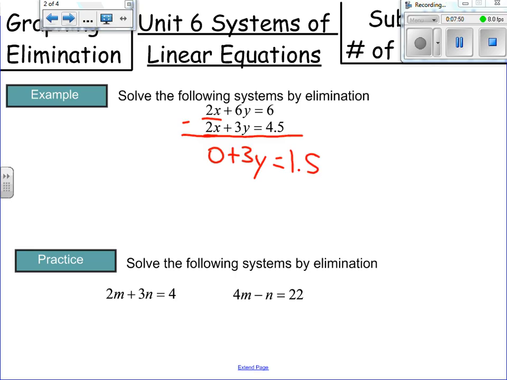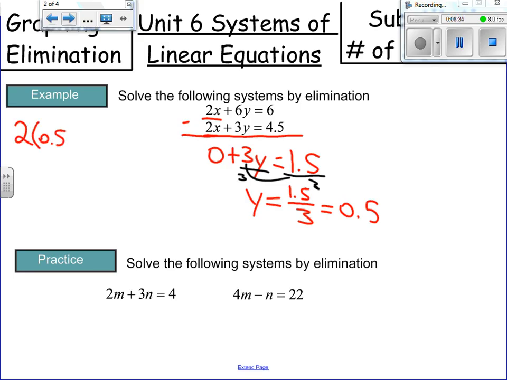If you solve for y, you should get that y is equal to what? 1.5 divided by 3. So this 3 came underneath. Divide both sides by 3. That's where that came from. It's just equal to 0.5. Punch that 0.5 into one of these by substitution, like Dawson told us, and you've got 2 times 0.5 plus 6y equal to 6. Oh, sorry, I have to correct.